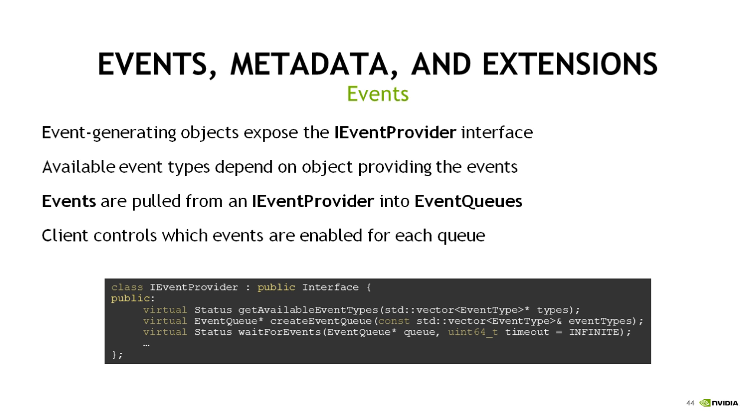Argus's event system is implemented via three main interfaces. First, objects that are able to generate events support the event provider interface. This interface is used to query the list of event types that may be generated by this object, which changes depending on the type of object providing the events, and then an event queue may be created to receive some or all of these events on a polling basis from the event provider. If no events are available at the time of polling for new events, this operation may optionally block until new events are available.